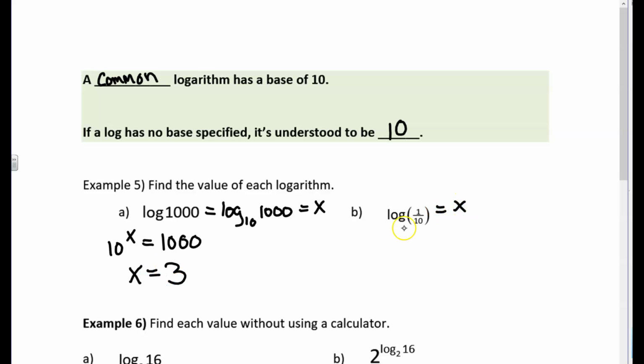Again, set it equal to x. There's a missing 10 right there that I don't have to write, but it is there. So that's 10 to the what gets me 1/10? Well, 10 to the -1 gets me 1/10.